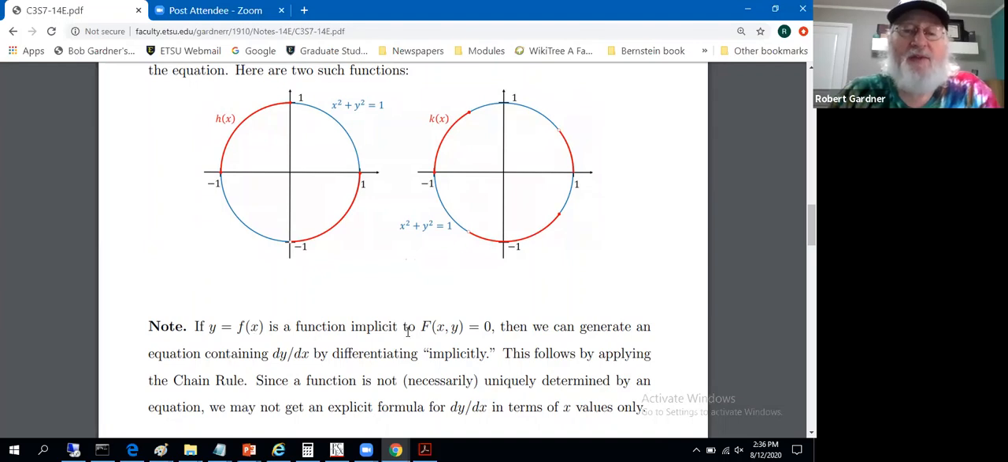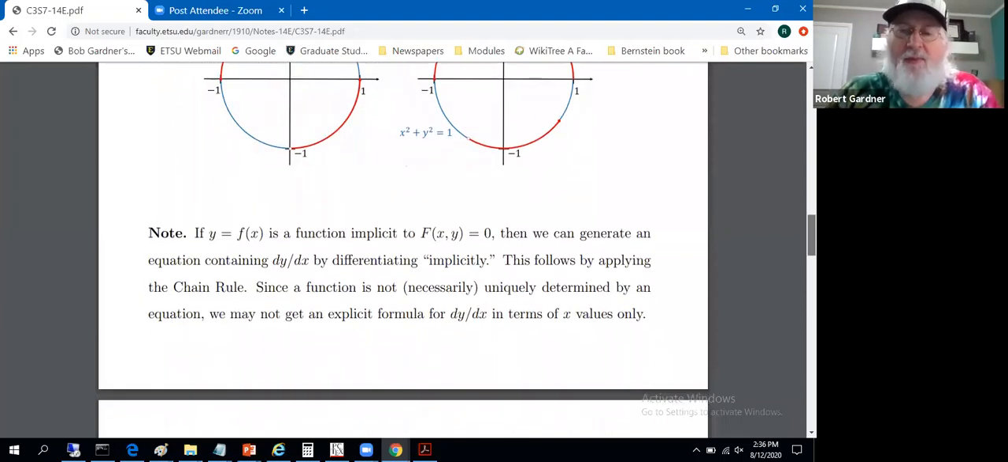So if y equals f of x is implicit to some equation, then we can generate an equation containing dy/dx by differentiating implicitly. So what we'll do is differentiate the equation, for example x squared plus y squared equals 1, implicitly, with the understanding that y is a function of x. So we'd have a function of x squared, that's a composition of functions of x. That's why we're doing this after the chain rule. How do you differentiate compositions of functions? Using the chain rule. They both start with C, was my little mental catch on remembering that.